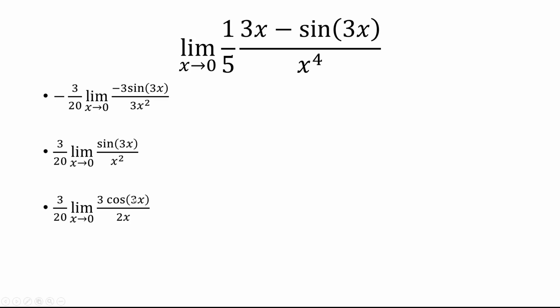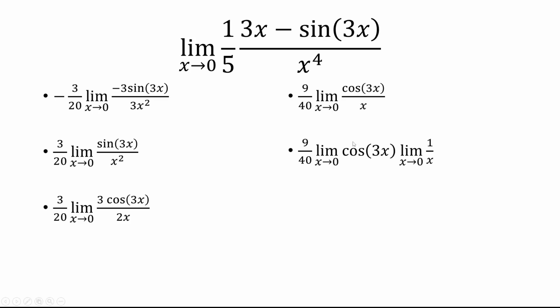That gives me 3 cosine 3x over 2x. And I can factor out the 3 halves. And I multiply that by 3 over 20 to get 9 over 40. And at this point, if I plug in x equals 0, I get 1 over 0, which is undefined. But the way I'm going to do this is break it up into two separate limits. We know that cosine 3x approaches 1 as x approaches 0. And so we're just left with limit as x approaches 0 of 1 over x, and then on the outside is 9 over 40.